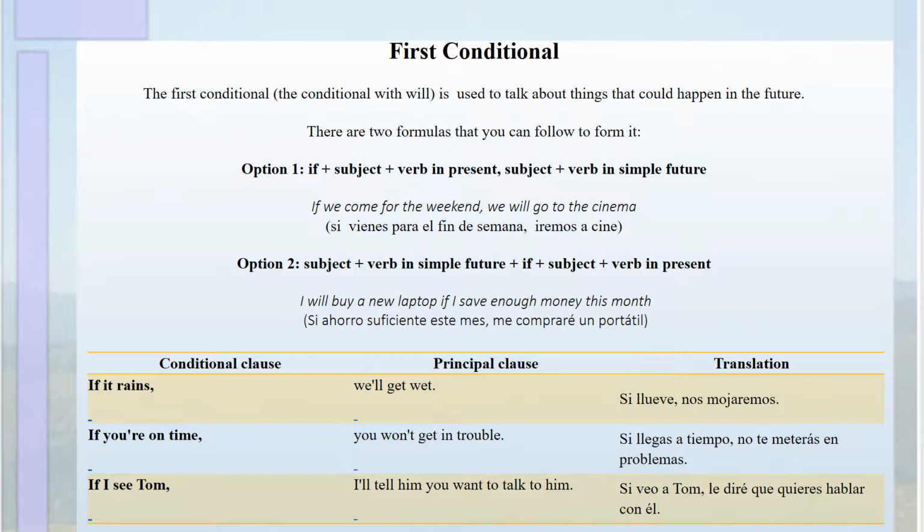In the third sentence, if I see Tom is the conditional clause. I'll tell him you want to talk to him is the principal clause. Translation: Si veo a Tom, le diré que quieres hablar con él.